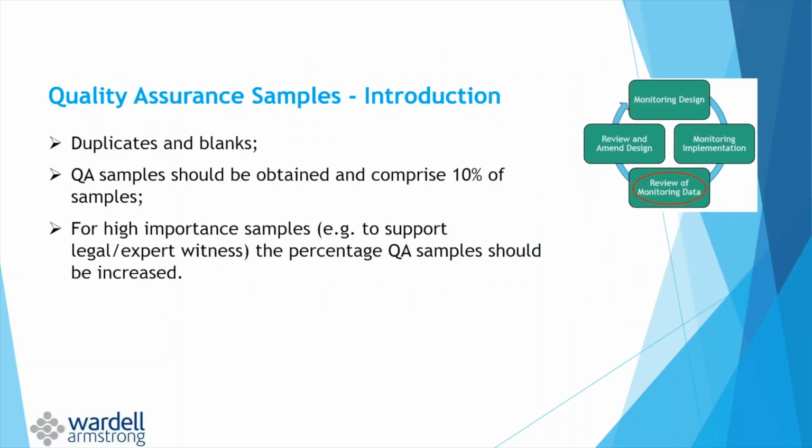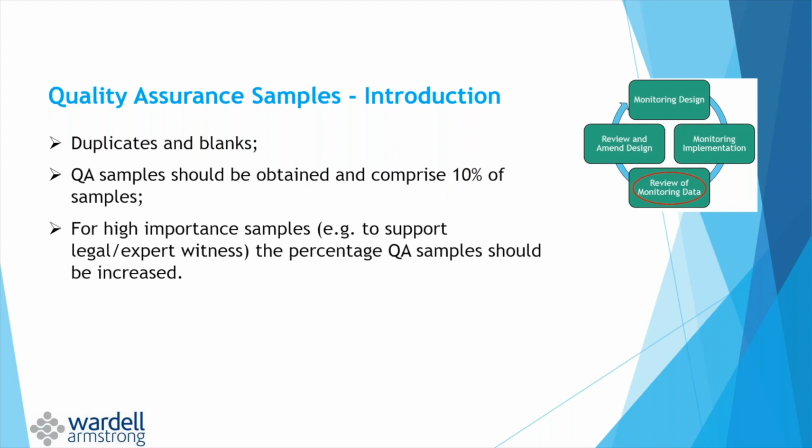So moving on to quality assurance samples, we're still in this general area of review of the monitoring data, because when you're looking at quality assurance samples, the idea is to make an assessment of the accuracy of your monitoring when you've got the results back. In terms of QA samples, these include duplicates and blanks. These QA samples really need to comprise about 10% of your samples if you are undertaking a number of monitoring rounds.